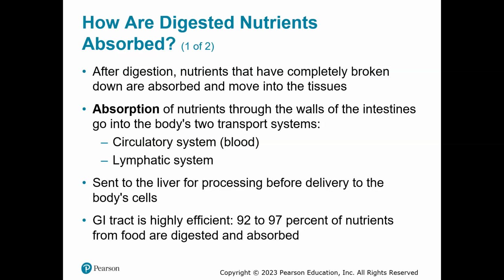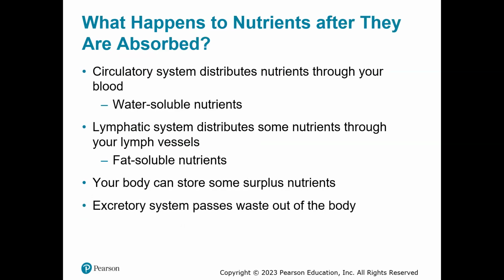Nutrients are going to be sent to the liver for processing before they're delivered to body cells, and we are really efficient. Our GI tract, as long as it's functioning properly, is super efficient at absorbing nutrients. So between 92 and 97% of the nutrients from our food are digested and absorbed. So that's very, very high efficiency work there.